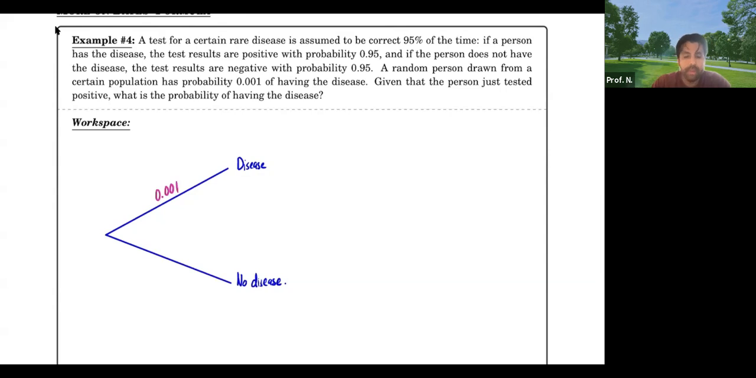So 0.1% of the time, you have the disease. Then there's a really large percentage of not having the disease, which is what? 0.999, right? 99.9% of the people don't have the disease. Okay. Now what? The next layer should be what?